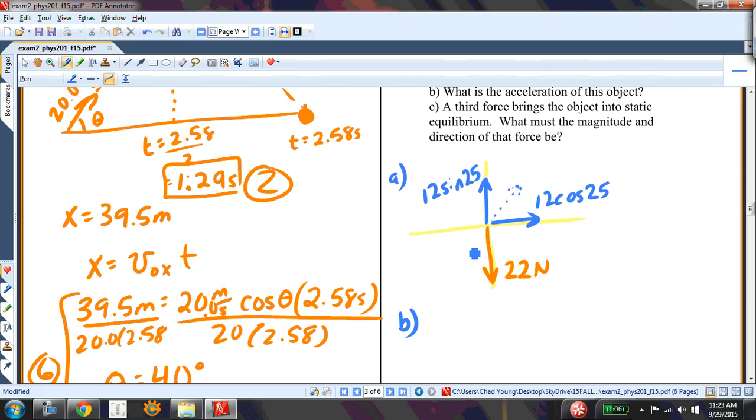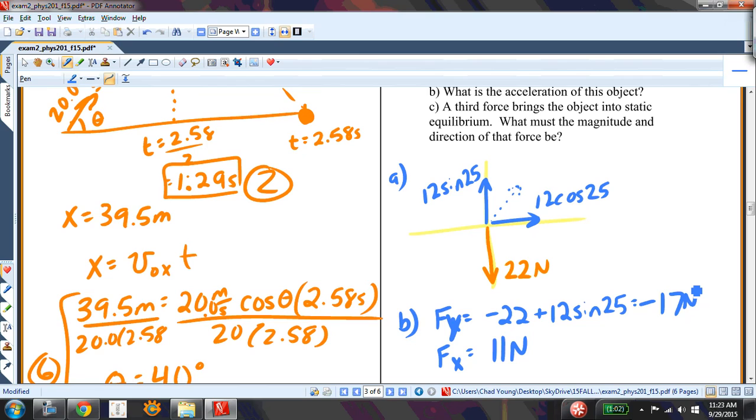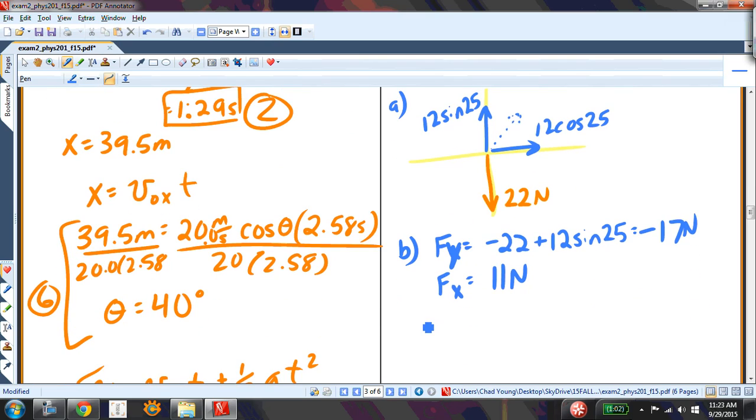So I can further say that the force in the x direction is going to be negative 22 plus 12 sine of 25. That's going to be minus 17 newtons. And then Fy, excuse me, this is Fy, I'm sorry. Fx is 11, 10.9 or 11 newtons. Just adding up those vectors, and then I do Pythagorean theorem, 17 squared plus 11 squared, that's equal to 20 newtons.